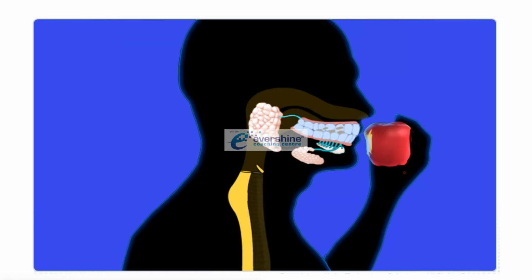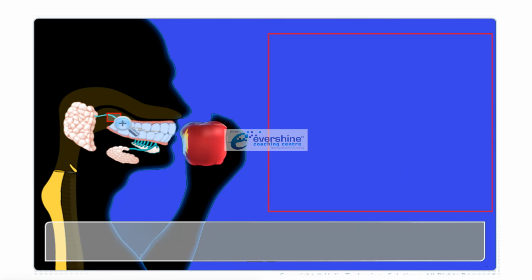Then, as you can see, the person is eating and crunching the food with the help of saliva. This saliva contains an enzyme called salivary amylase. Saliva consists of an enzyme known as salivary amylase. Now, how does this salivary amylase act? How does it perform its function? Now, observe, students.